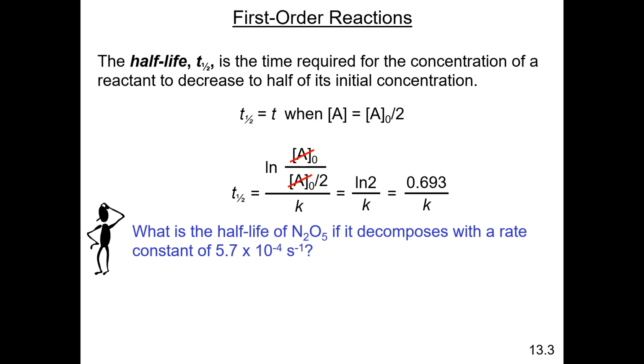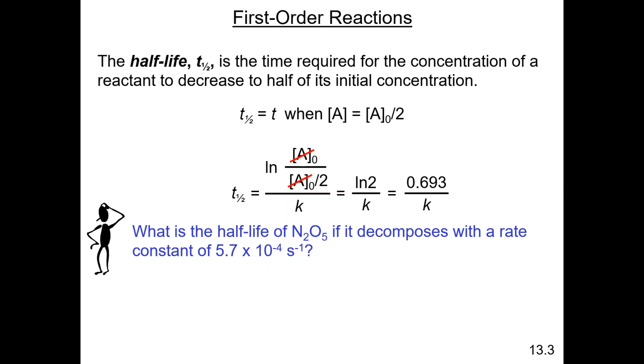You'll notice in the half-life expression for the first order reaction, there are no concentration terms. So what that tells you is that the half-life for a first order reaction is independent of the initial concentration of the reactant, right? And that is very different from what happens in the case of the zero order reaction.